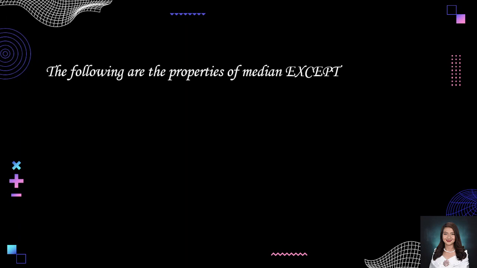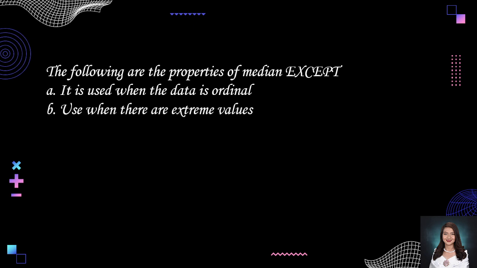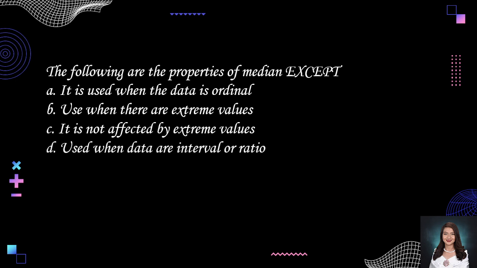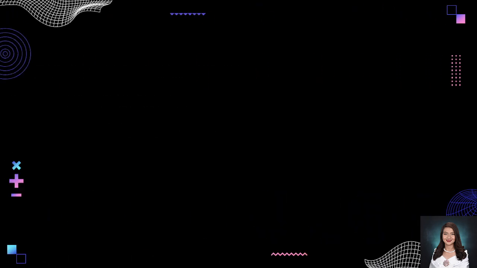Next one, the following are the properties of median except: it is used when the data is ordinal, used when there are extreme values, it is not affected by extreme values, or used when data are interval or ratio. The correct answer here is used when data are interval or ratio.